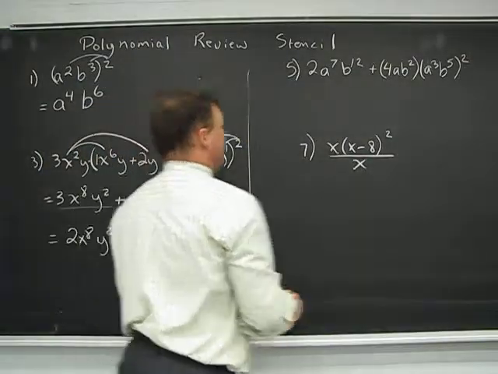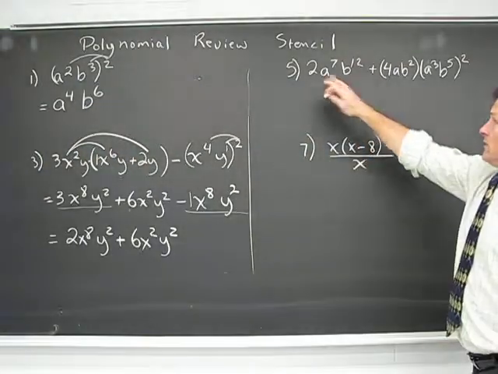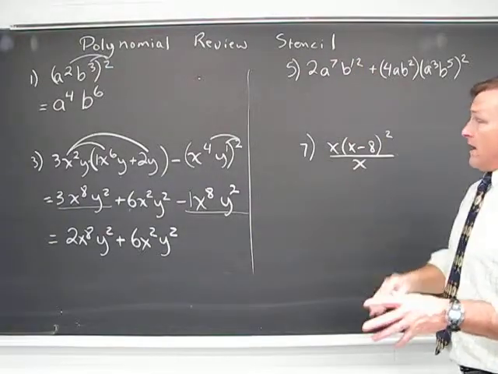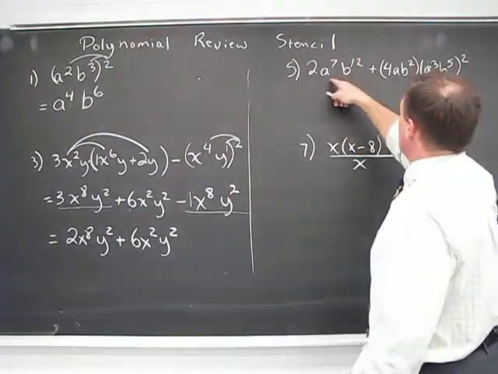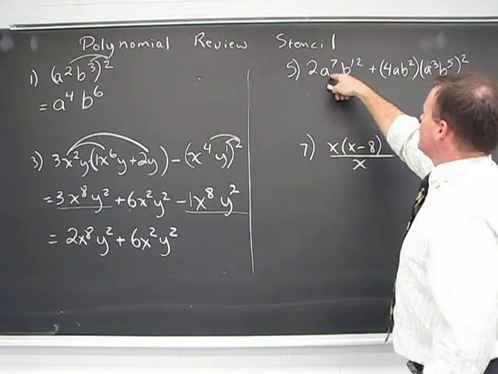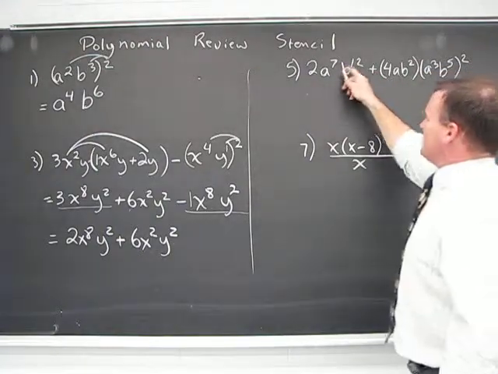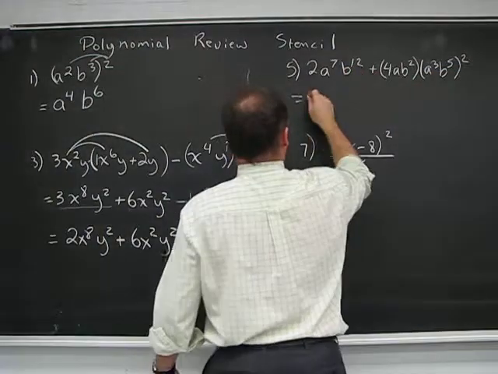The next column, number 5. Again, we're looking for patterns. How are things the same? How are things a little bit different? So we got the 2a to the 7, b to the 12. And that's just by itself, one term. So all I can do is recopy that.